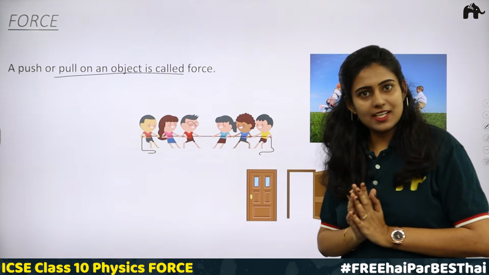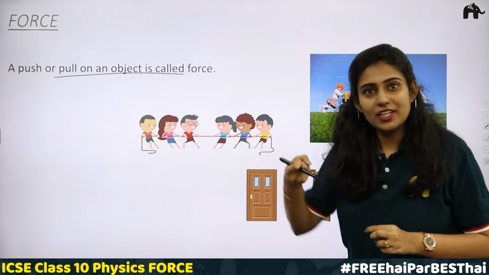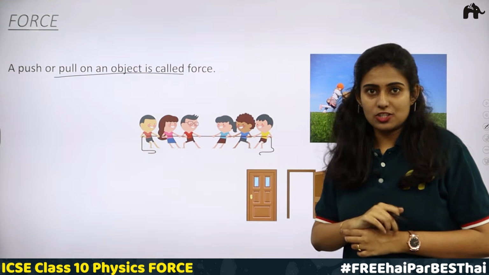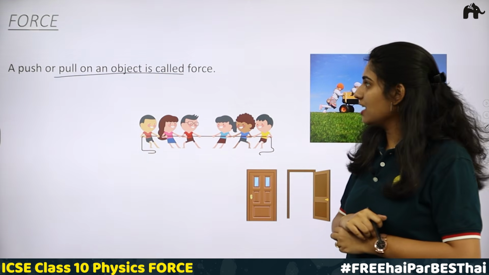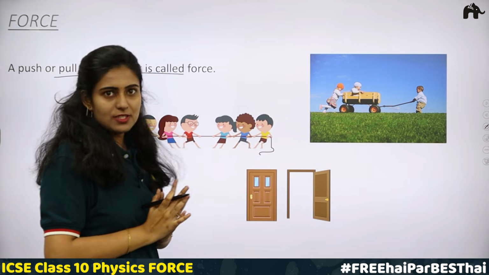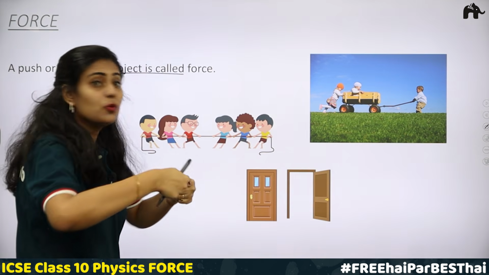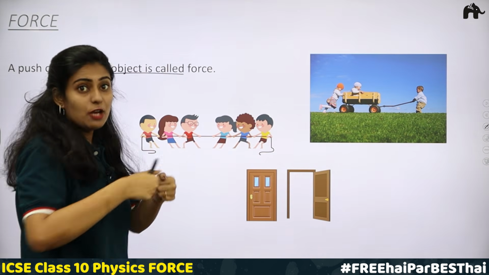Opening a door is an example. What are we doing? We are pulling the handle. Yes, we are pulling the door. Then closing a door, shutting a door, is again an example. So these are all examples of force. Yes, tug of war. In this, what are the children doing? They are pulling. They are applying a force. They are pulling the rope.